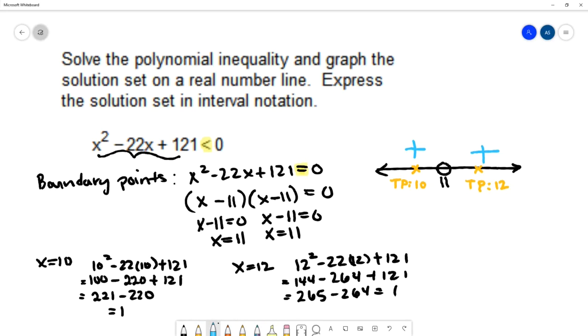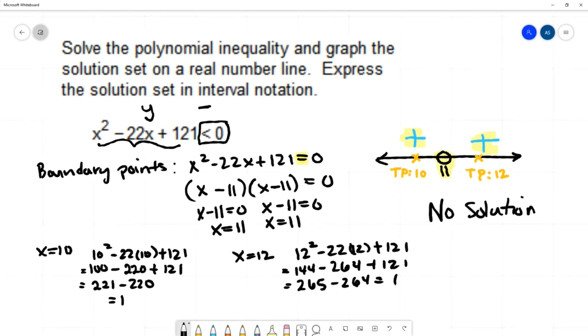So when I go back to my original inequality, in order to make this inequality true, I need the y values to be less than 0. I need them to be negative in order for them to be included in the solution set. So my intervals came out positive, so they're not included in the solution set. And my boundary point is also not included in the solution set. So this inequality has no solution.